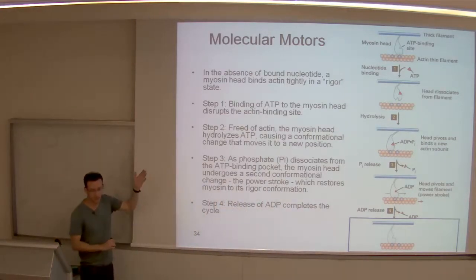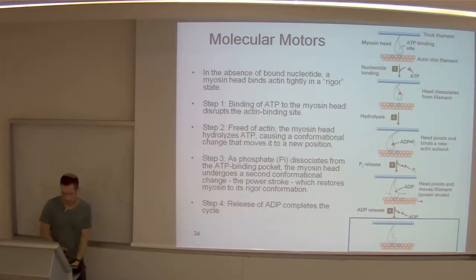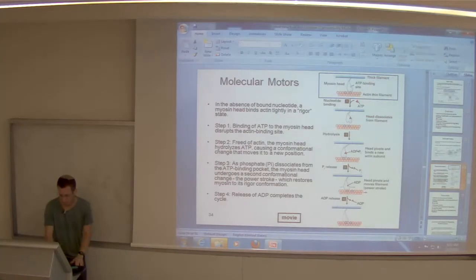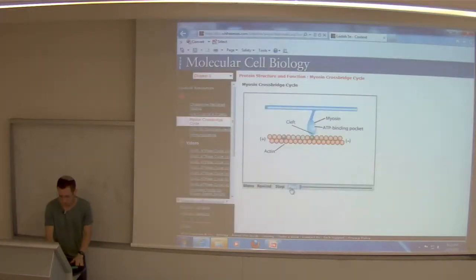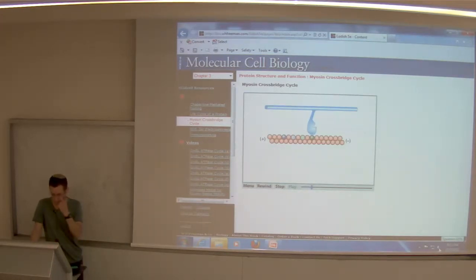Okay, now let's go over again the sequence of events by seeing a movie of this mechanism. And here it is. Myosin motility is coupled to ATP hydrolysis. The following mechanism pertains to myosin 2, but all myosins are thought to move the same way. ATP binding opens the cleft, disrupting the actin binding site. This causes myosin to release the actin filament.